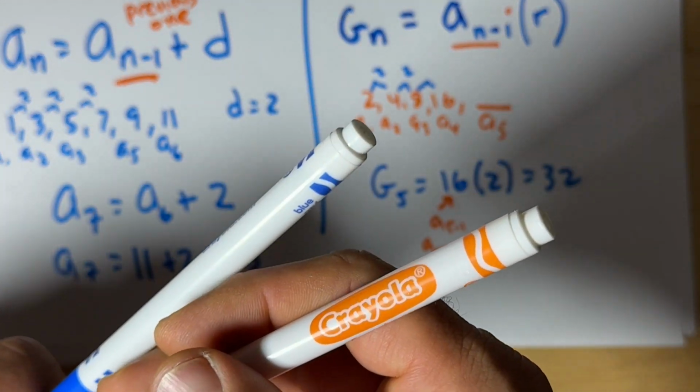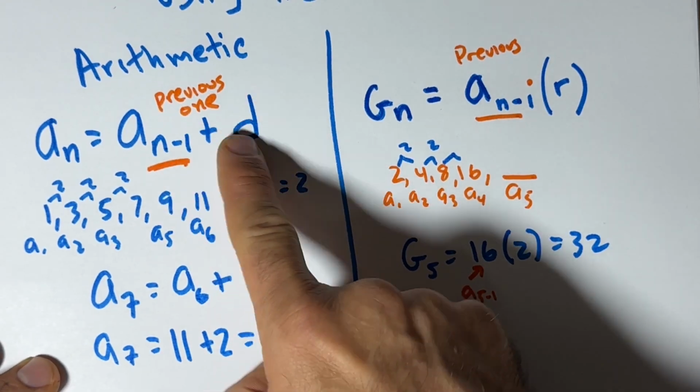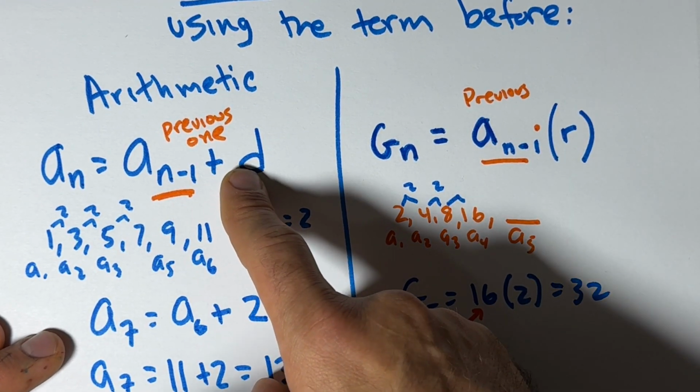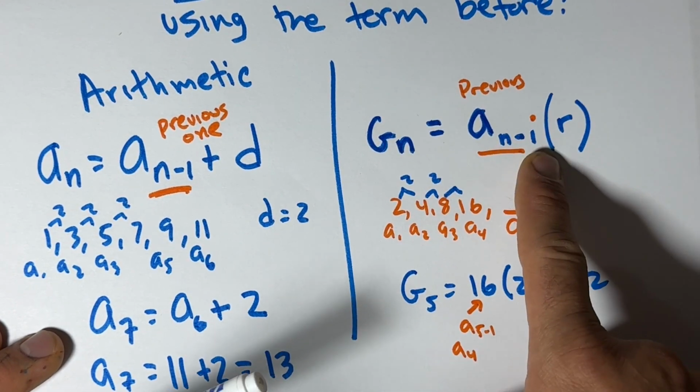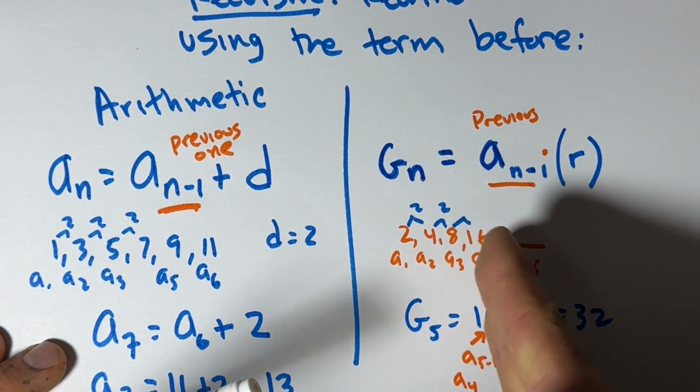So for the recursive, we take the one before and add what we keep adding to each one for arithmetic. But for geometric, we take the one before and we multiply it by what we have been multiplying in the pattern.